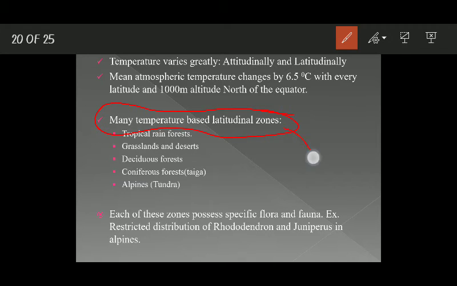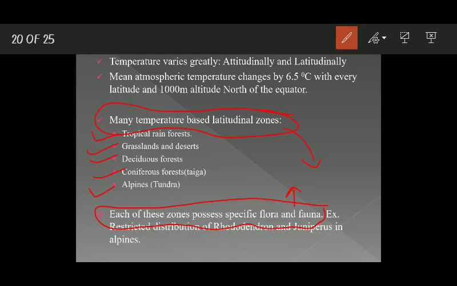the earth has been divided into different latitudinal zones, which include tropical rainforests, grasslands and deserts, deciduous forests, coniferous forests also known as taiga, and alpines also known as tundra. Each of these latitudinal zones possesses specific flora and fauna. That means they possess specific plants and animals because they are adapted to specific temperatures.